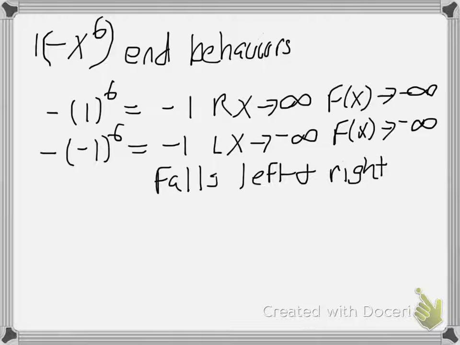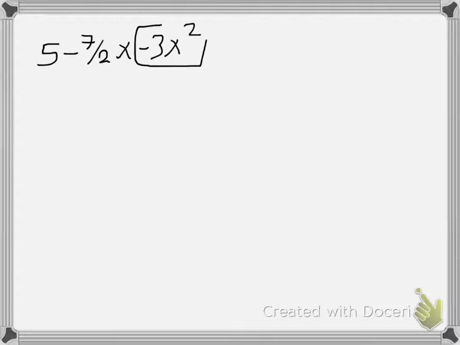The other one that you guys seemed to have some difficulty with was actually the very next problem. You had 5 minus 7 over 2x minus 3x squared. Again, what you need to do is look at the whole picture here. That negative goes there. Why do I keep circling the one that has the highest exponent? Because that actually is your leading coefficient.